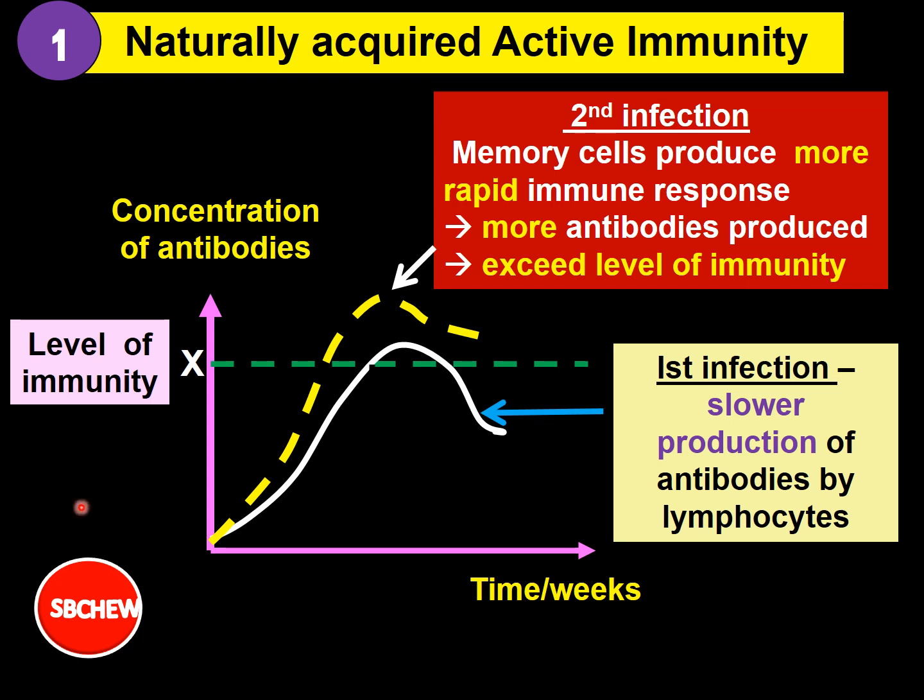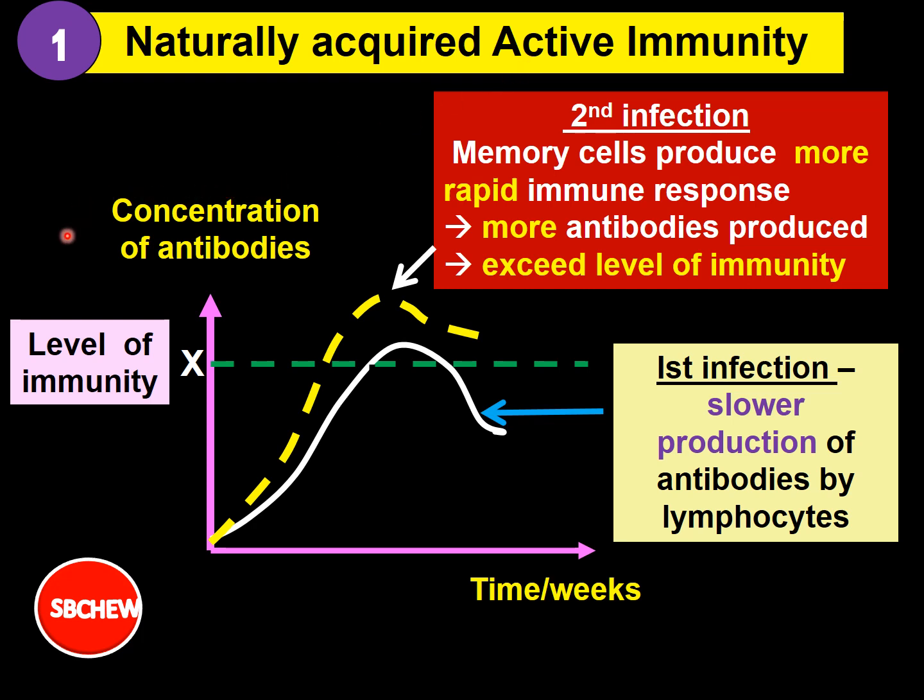Let's look at the graph for naturally acquired active immunity. Naturally here means that the person naturally fell sick and recovered. He was not given any injection of vaccine or anti-serum. And active means the person's own lymphocytes produce the antibodies to destroy the pathogens. The antibodies did not come from an external source.